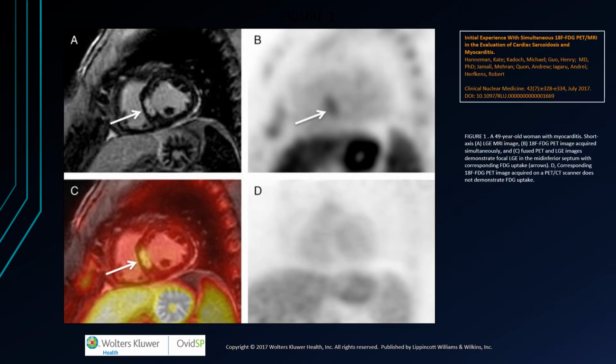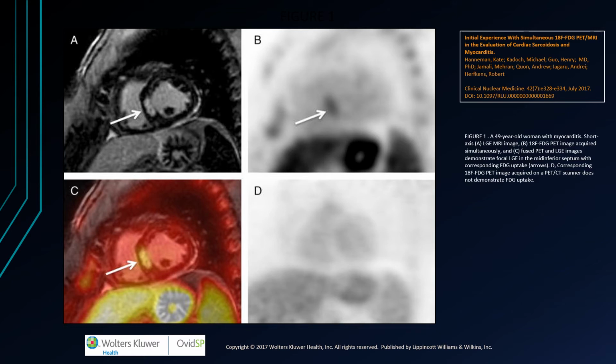Here's a case of a PET-MR looking at it, where you see late gadolinium enhancement in the area of concern on the top, and there is focal uptake that we see in FDG, and this is with the clinical suspicion of myocarditis. This is diagnostic for that, and you can see the fusion image, and the last image was taken with a PET-CT image, but that was actually acquired before the PET-MR.